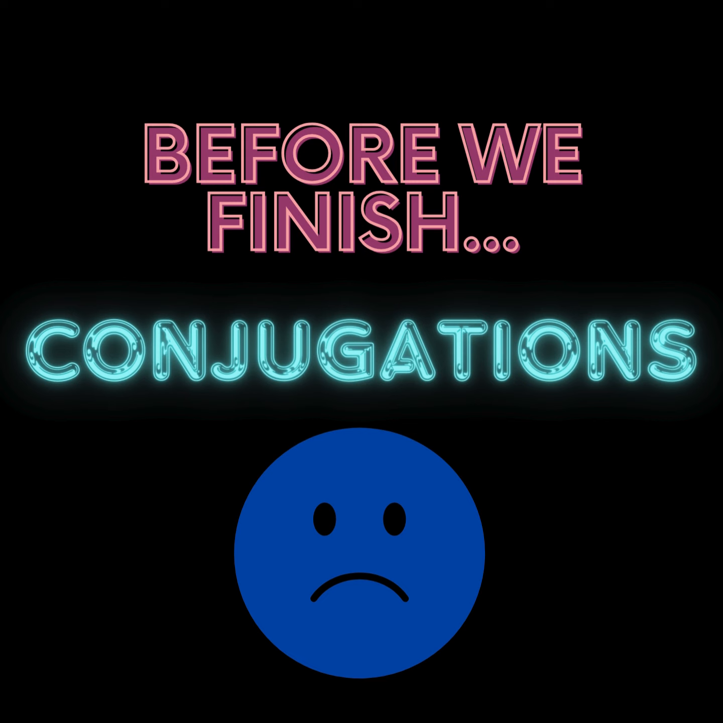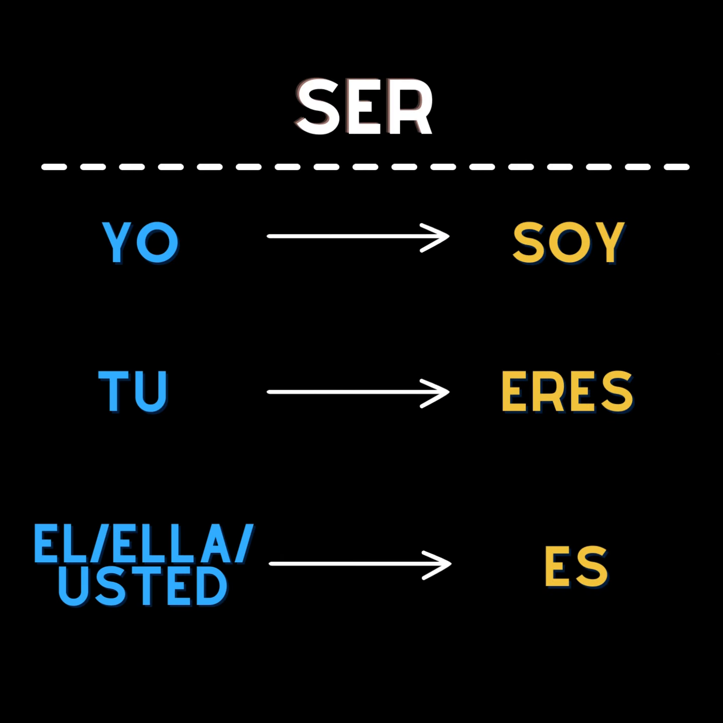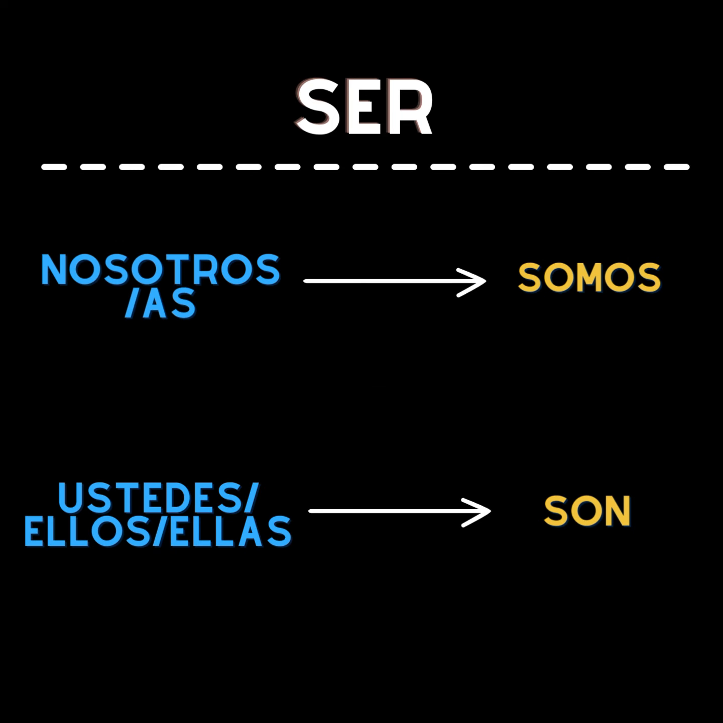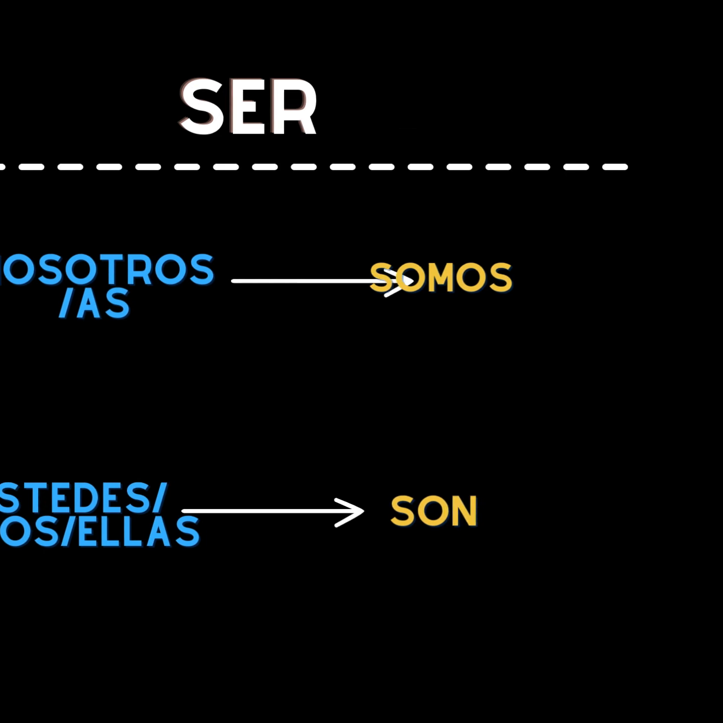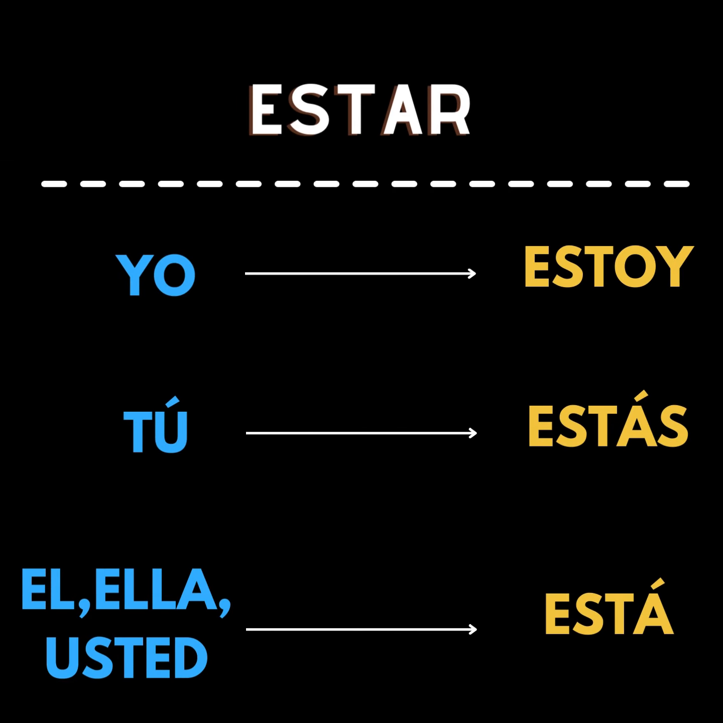Now, let's work on the conjugations for each of these words. For the word ser, yo is conjugated to soy, tú is conjugated to eres, and él, ella, or usted is conjugated to es. Nosotros or nosotras is somos, and ustedes, ellos, and ellas could be son. So that's ser. Let's look at the conjugations for estar.